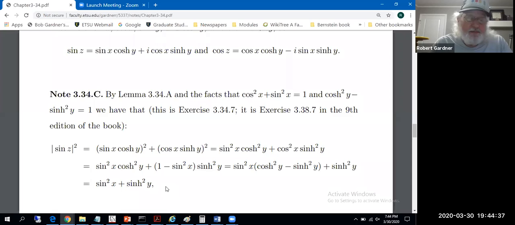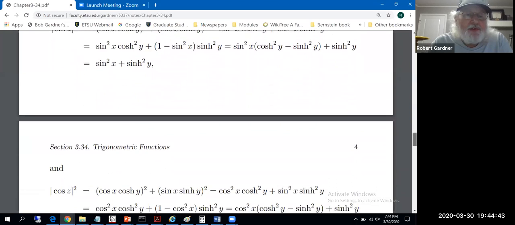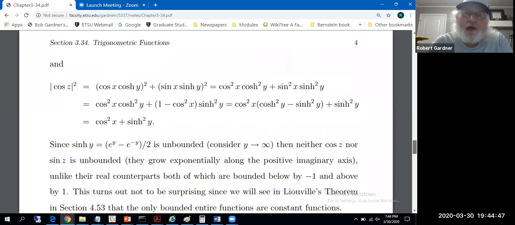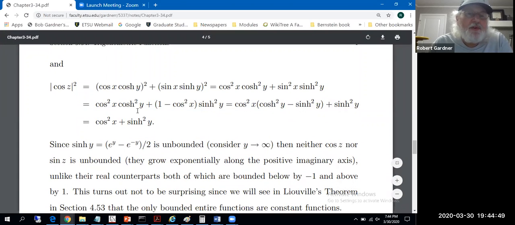Now, fine, there's the modulus of sine z squared. We will make some observations about this shortly, so we'll come back to that. Let's go ahead and do cosine. Similarly, I won't bore you with the details, they're just not that enlightening. If we do the modulus of cosine z squared, we've got the real part, we've got the imaginary part, similar substitution, similar rearrangement, similar identity. Now we get cosine squared x plus sinh squared y.